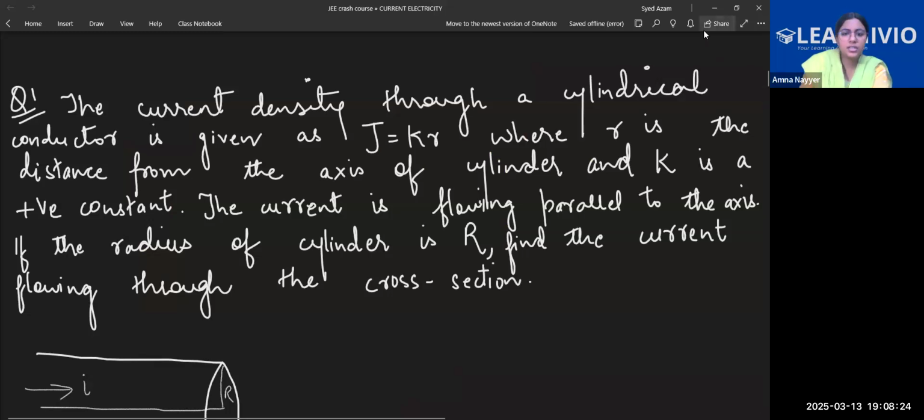So this first question says that the current density through a cylindrical conductor is given as J equal to kr. So it's variable. We know that out of both the formulas, we have to apply the second one, the variable one, where r is the distance from the axis of the cylinder and k is a positive constant. Now the current is flowing parallel to the axis. The figure is also given. If the radius of the cylinder is capital R, we have to find the current flowing through the cross section.